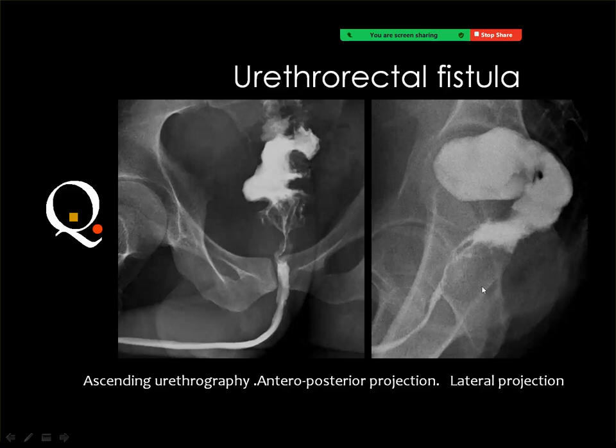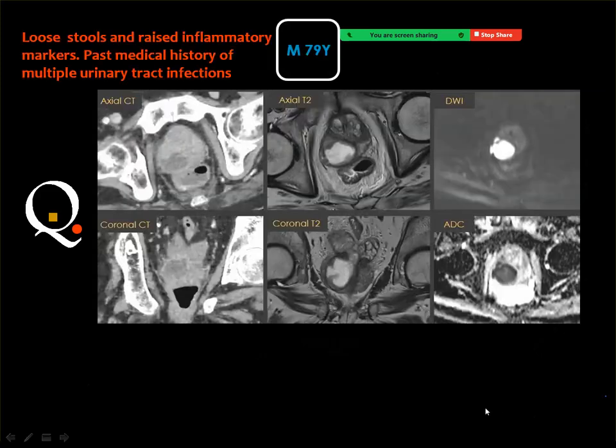And whatever the cause of this fistula, if it is secondary to instrumentation or some sort of surgery or endoscopy or direct trauma, the diagnosis in such cases is the presence of free communication between the urethra and rectum, which is diagnostic of urethrorectal fistula.